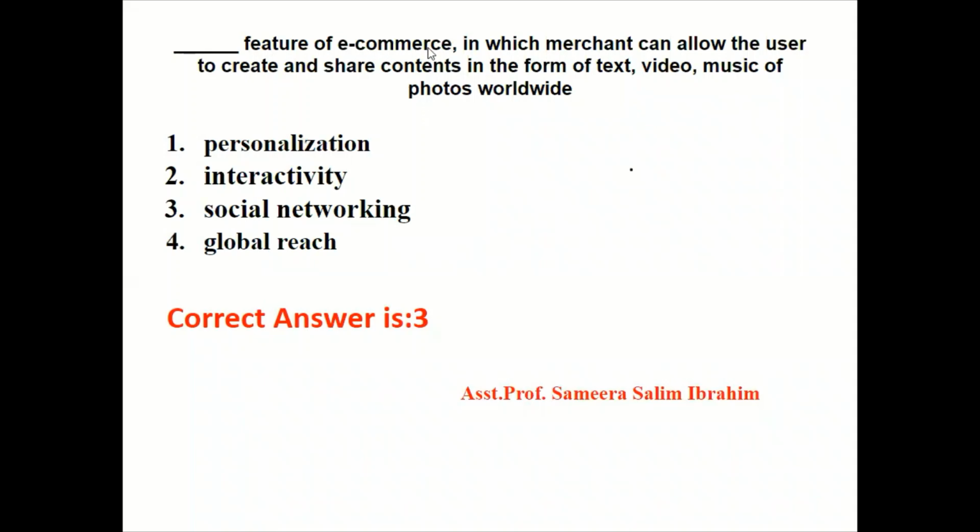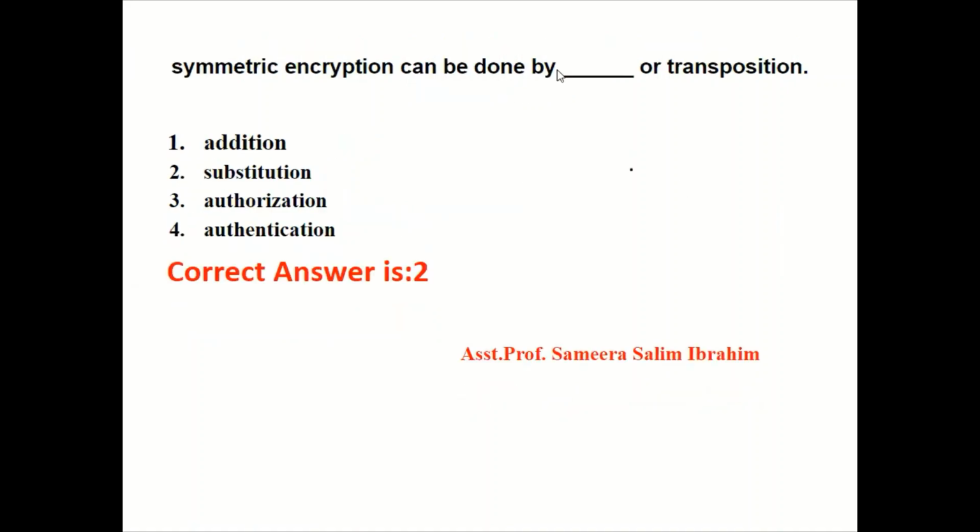Dash features of e-commerce in which a merchant can allow the user to create and share content in the form of text, video, music, or photos worldwide. This is the best example, like Facebook and Instagram, where we share text, video, and music worldwide. So it happens at a social networking site. Symmetric key encryption can be done in several types. We don't have to know it in detail, but we should know this.